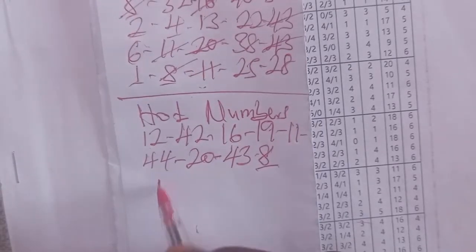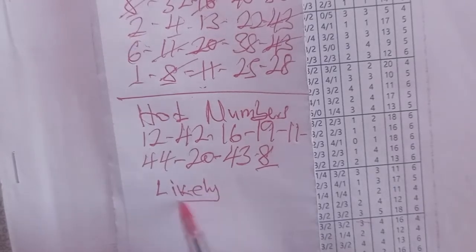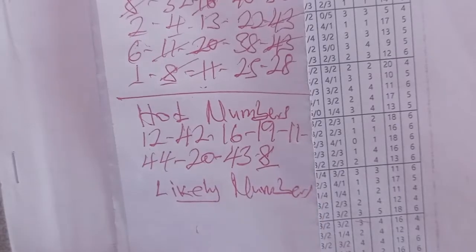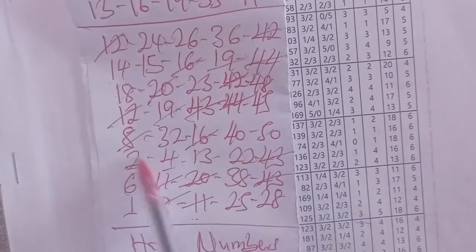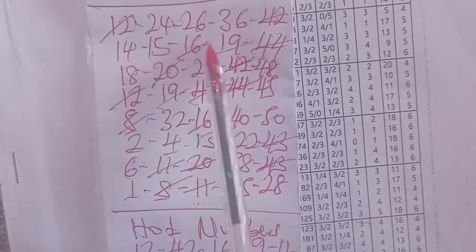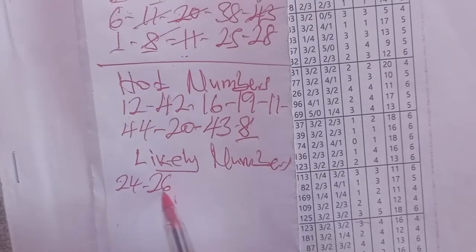And let's see the likely numbers. So Euromillions likely numbers for today. The likely numbers are the numbers that we did not mark. So they include 24, 26, 36. So let's write it: 24, 26, 36.